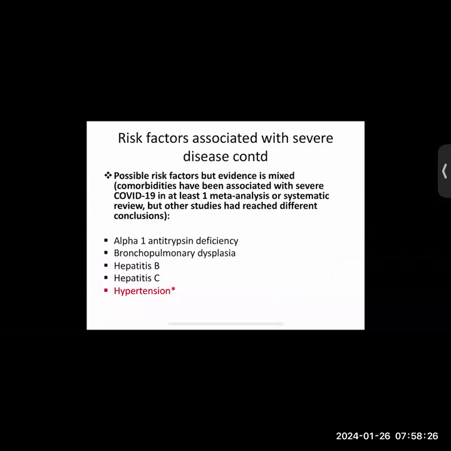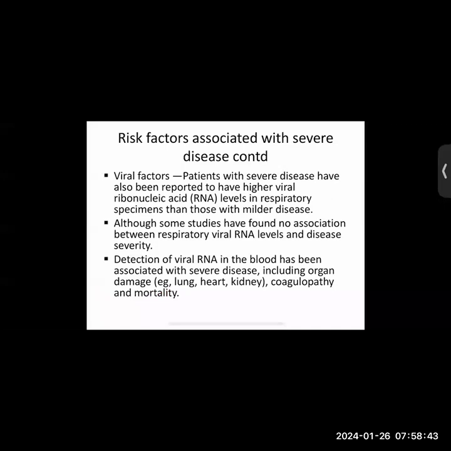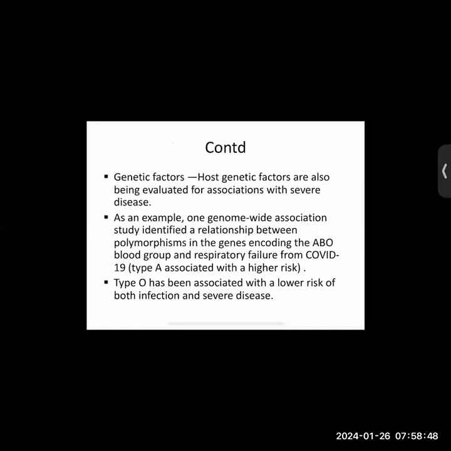Okay, now these are possible risk factors in which evidence is actually mixed, which include alpha-1 antitrypsin deficiency, bronchopulmonary dysplasia, hepatitis B, hepatitis C infection, hypertension.